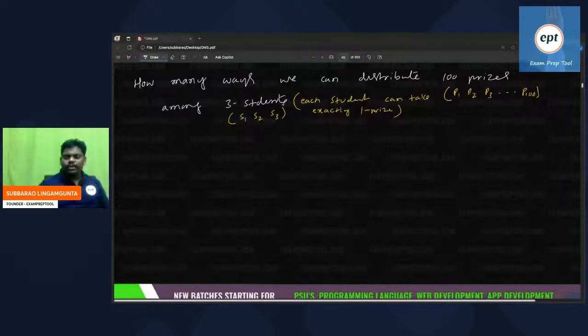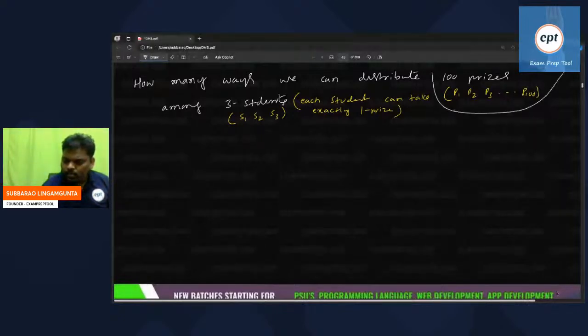Let me read it. How many ways can we distribute 100 prizes among 3 students? I have written already, 100 prizes: prize 1, prize 2, prize 3, and so on, P1, P2, P3, up to P100. There are 100 prizes. You have to distribute among 3 students.